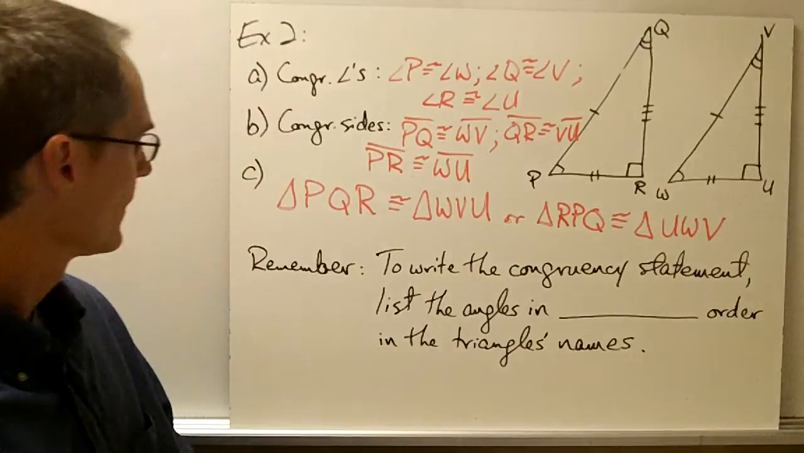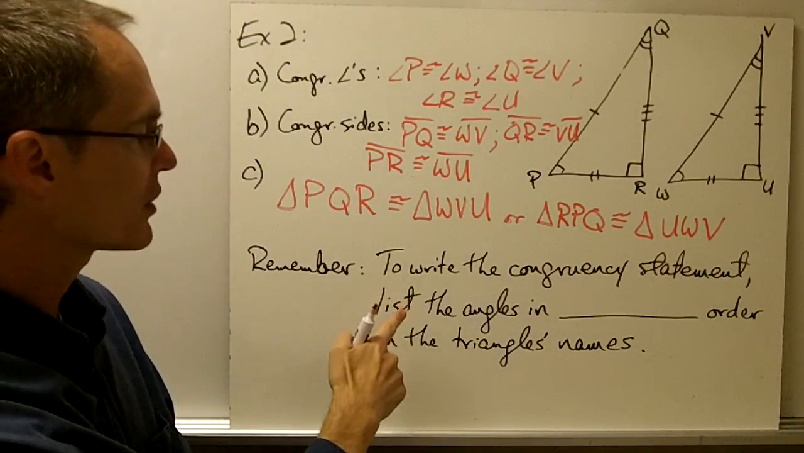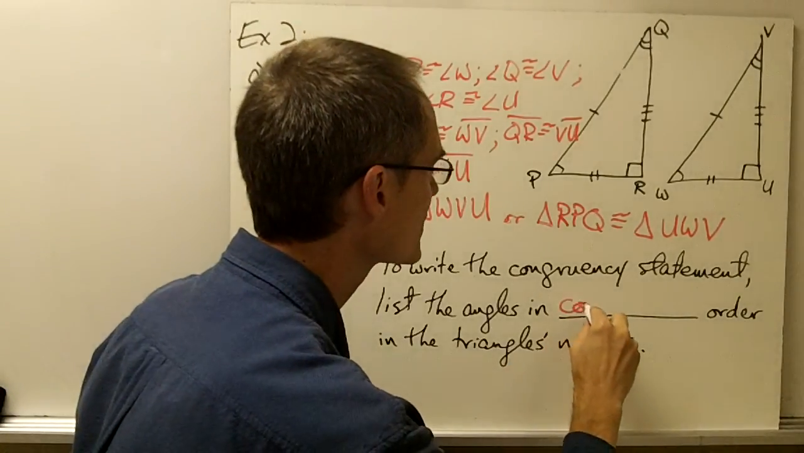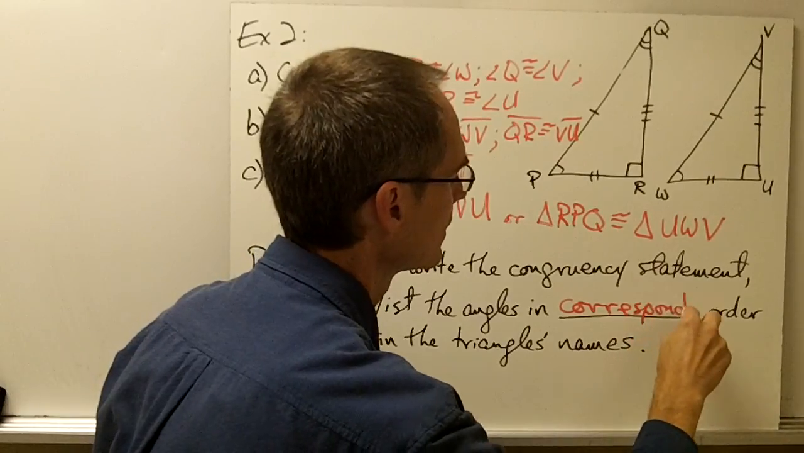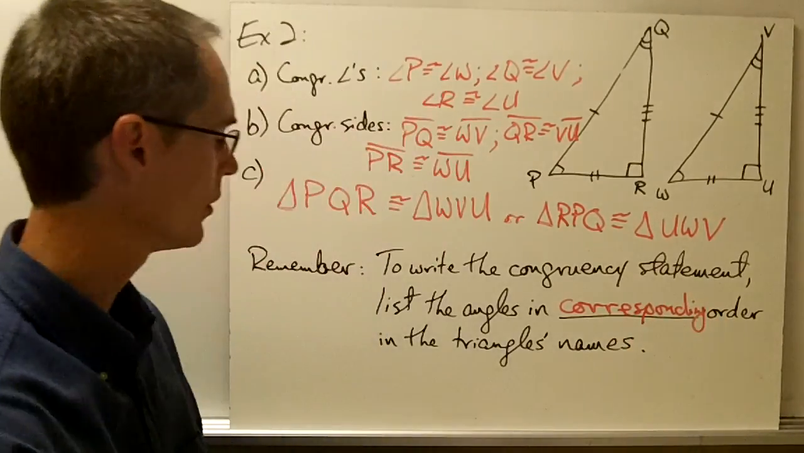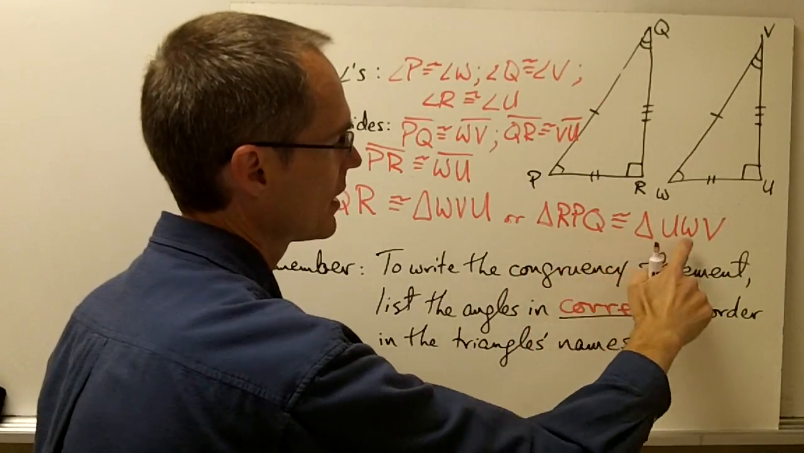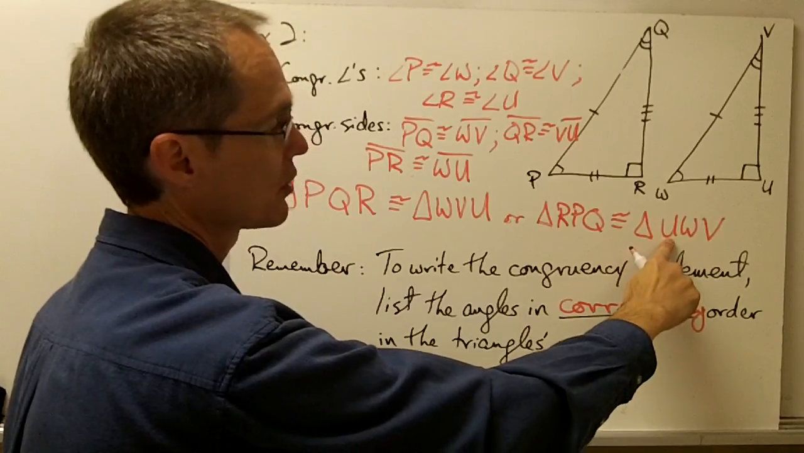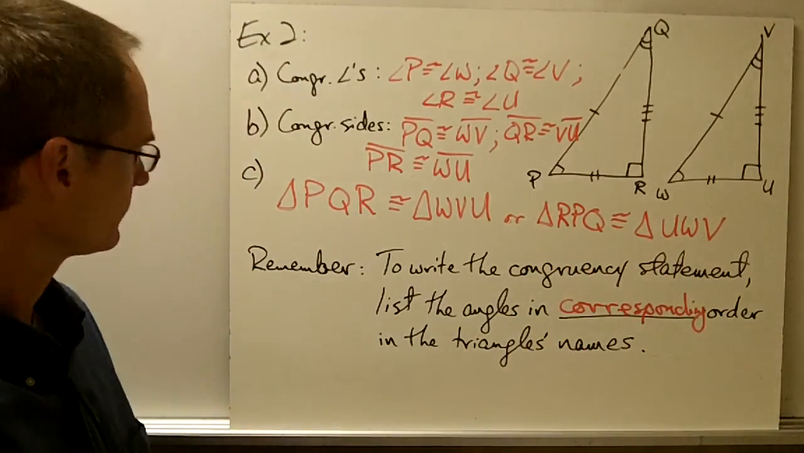UWV. And you see that little note there at the bottom of your notes. Remember, to write the congruency statement, you want to always list the angles in corresponding order in the triangle's names. Each one of the angles has to correspond. The first angle has to correspond to its congruent angle, its corresponding angle, and so on.